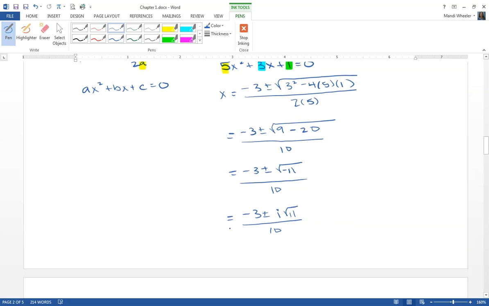Make sure you don't try to cancel anything out that you can't factor out of all of the terms, and you can't cancel anything under a radical with something that's not under a radical.